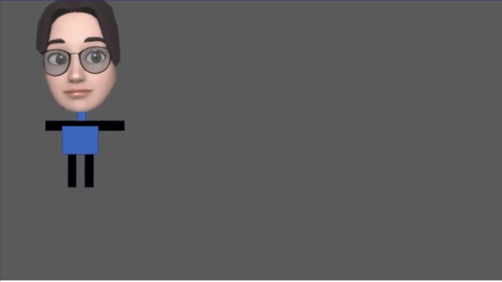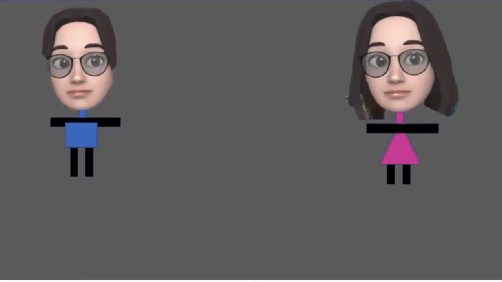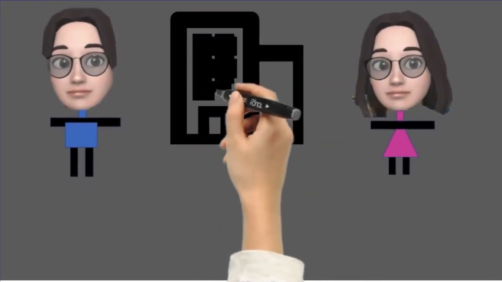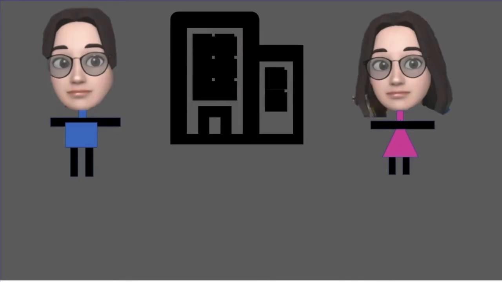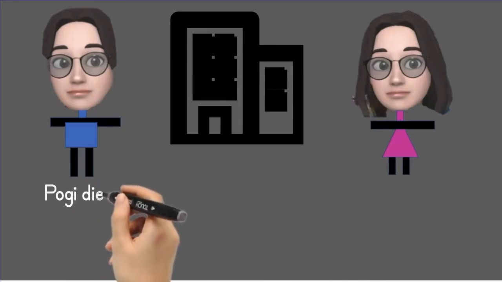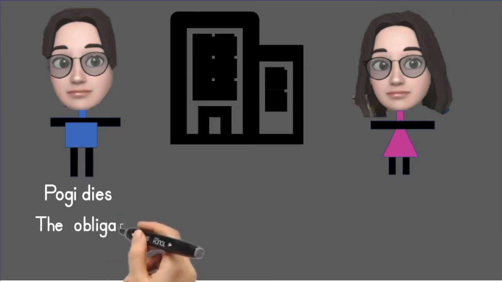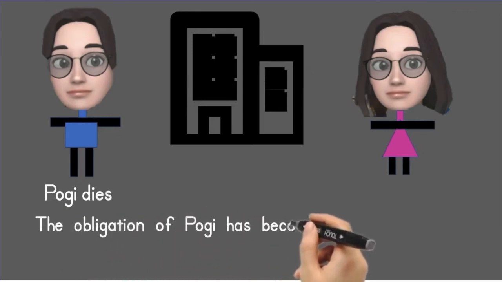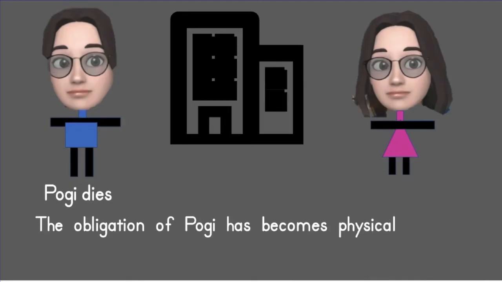Okay? So, ano ba ang example ng legal impossibility and physical impossibility? Eto. Pogi obliged himself to construct a commercial building for Ganda. Tapos 1 week after, namatay si Pogi. Obviously, as a result, he can no longer build or construct the commercial building for Ganda, di ba? Hence, the obligation of Pogi has become physically impossible. Papaano pa, namatay na siya? So, therefore, Pogi was released from his obligation.